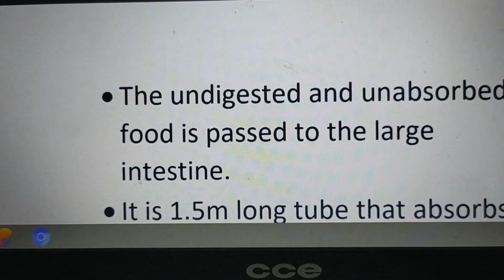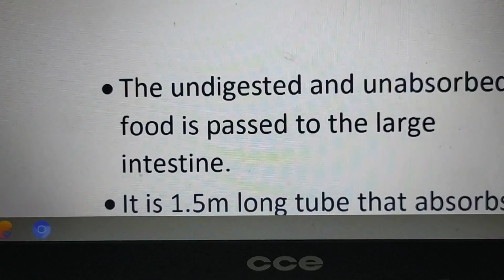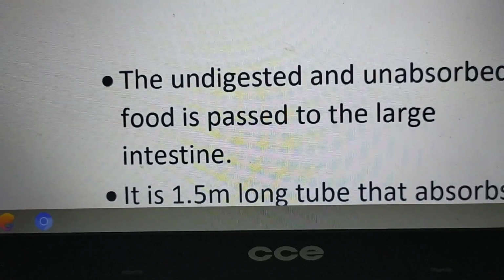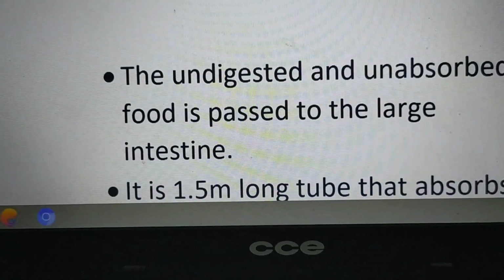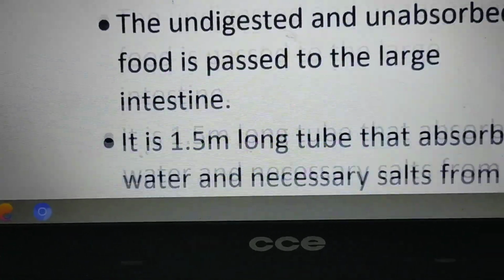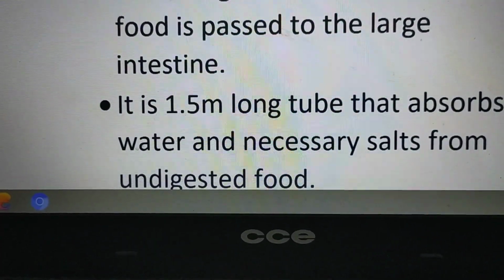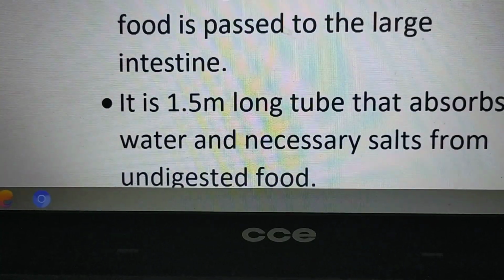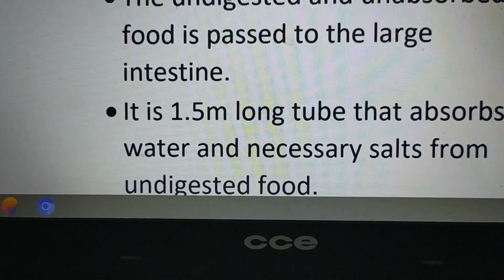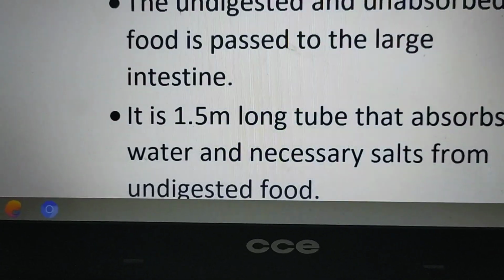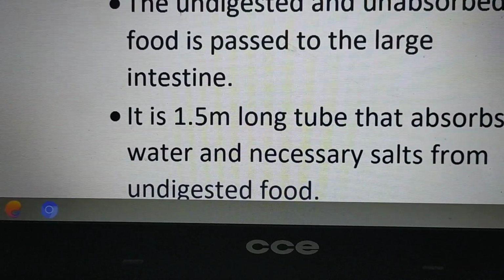This large intestine, I told you before also, is small, 1.5 meter only. Small intestine is long, but large intestine is broad but small. It is a 1.5 meter long tube that absorbs water and necessary salts from the undigested food. Whatever important salts are still left that are required by the body are taken from this undigested food in the large intestine only.